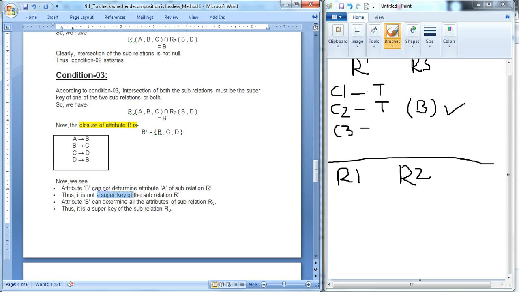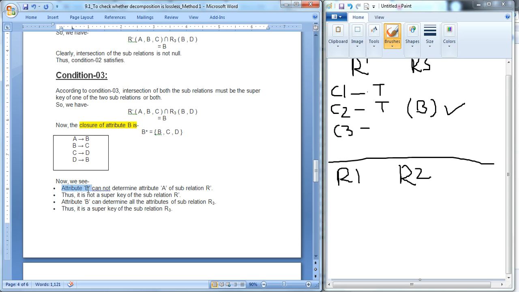Thus it is not a super key of the sub relation R dash. Attribute B cannot determine all the attributes of a sub relation R3. Thus it is the super key of the sub relation R3. If we check it with this relation, BCD means the R3 has B and D, so we can say that the closure of B is the attribute B can determine all the attributes of a sub relation R3. This closure determines B and D because B and D are available under the closure of B. That's why we can say that it is a super key of the sub relation R3.